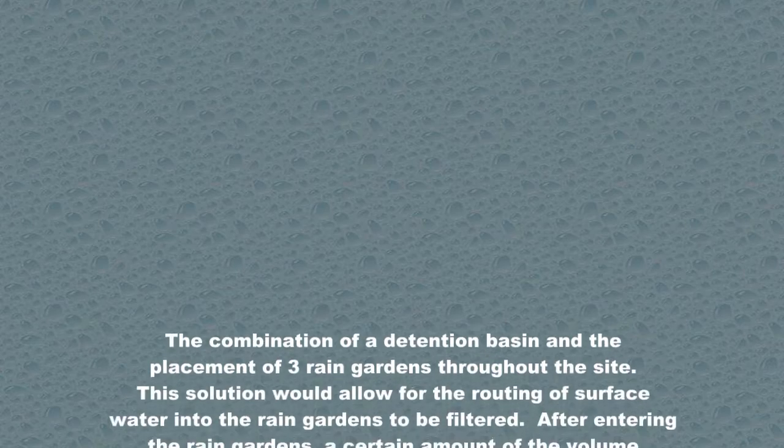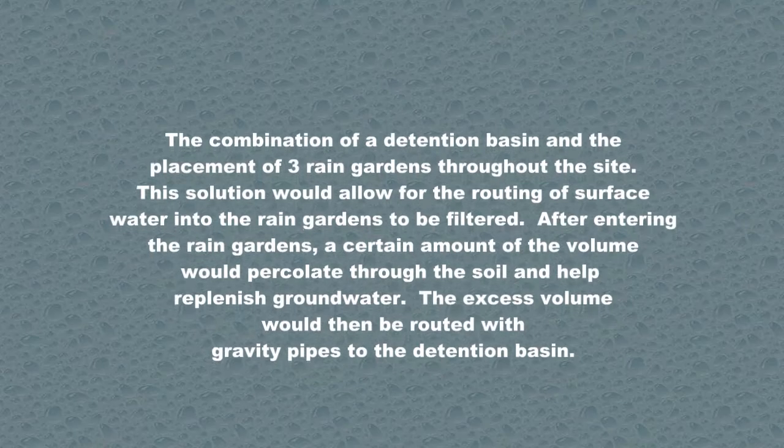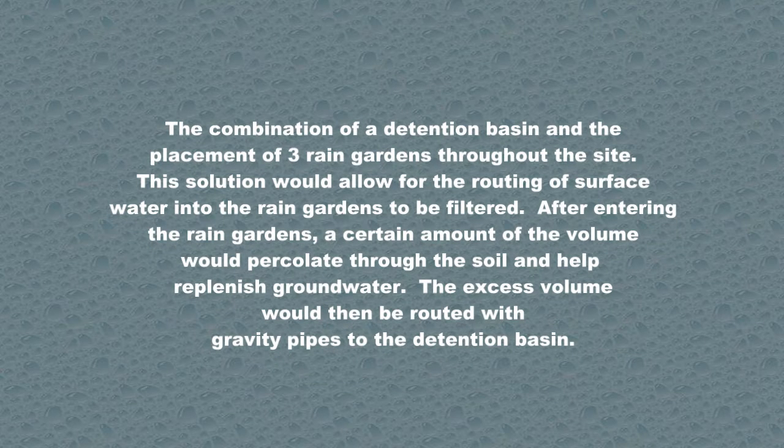The second alternative was the combination of a detention basin and the placement of 3 rain gardens throughout the site. This solution would allow for the routing of surface water into the rain gardens to be filtered. After entering the rain gardens, a certain amount of the volume would percolate through the soil and help replenish groundwater. The excess volume would then be routed with gravity pipes to the detention basin.